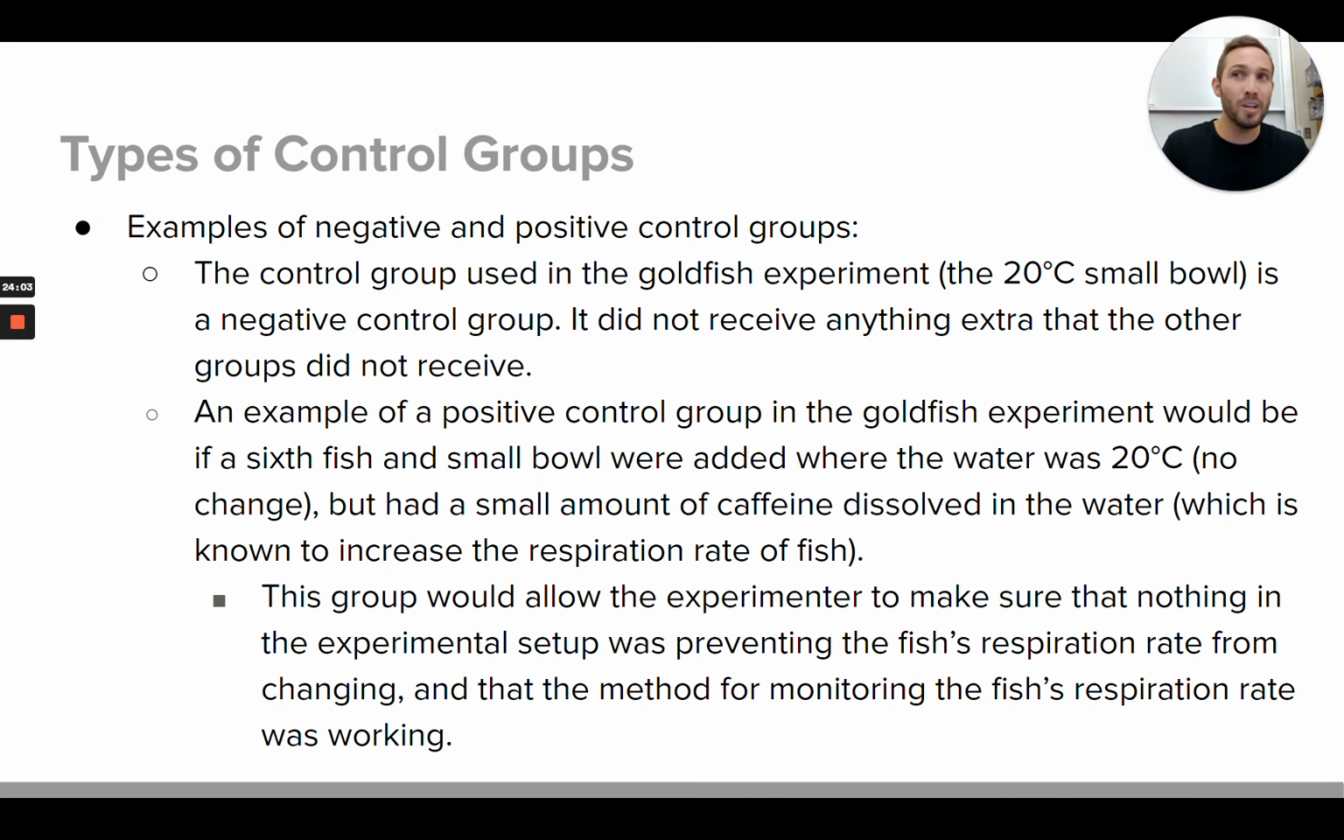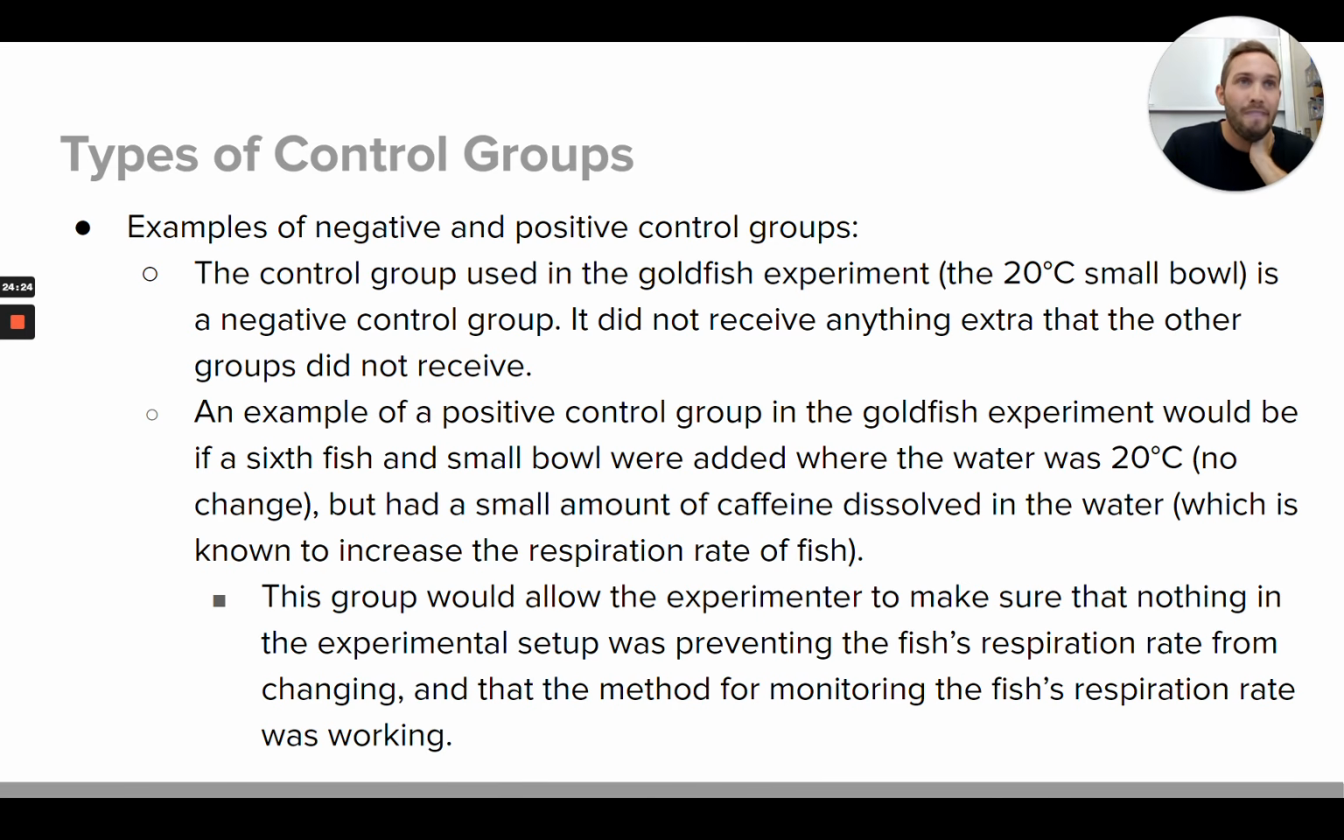So if everything's working in my experiment correctly and there's nothing weird affecting these fish, then if I give this one fish caffeine, its respiration rate should go up, because it's already been determined by scientists and other experiments that if you give fish caffeine, their respiration rate goes up. And so that allows me to make sure that there's nothing preventing the fish's respiration rate from changing.